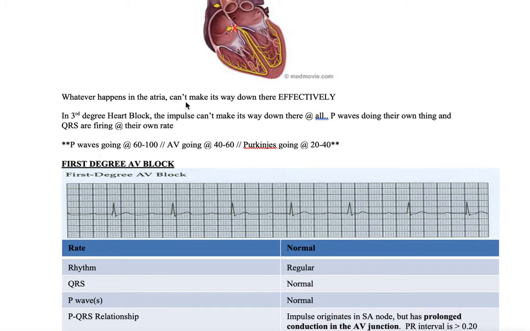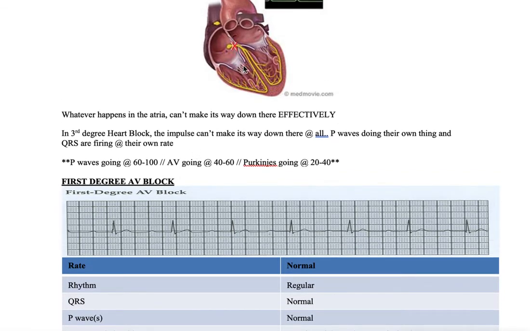Now, the P waves, which is the atria firing, are going to be firing at a rate of 60 to 100. If you have the AV node kick in, it's going to be going a little bit slower, 40 to 60. And we actually have the Purkinje fibers as well up in here. They fire at an even slower pace, 20 to 40 beats per minute.